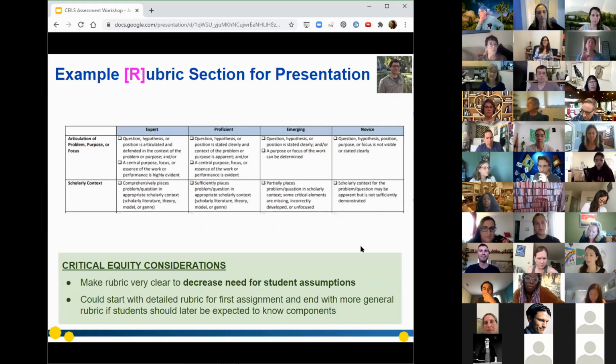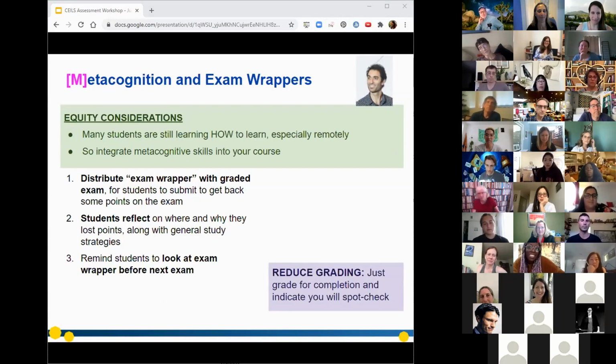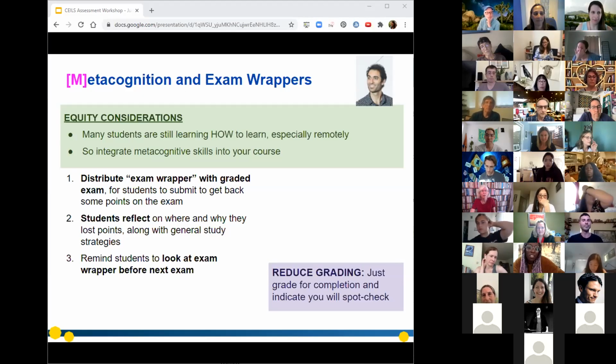Rubrics can be really valuable, and we have a link to more rubric resources in the doc I'm going to share with you. When making the rubric, use it to decrease the need for student assumptions. And if you want the students to be able to figure out what they have to do, start with a detailed rubric and then make it less detailed towards the end of the quarter so that you're scaffolding. What it has the students do is reflect on where and why they lost points. So it forces your students to look at where they lost points, learn about why, and then they look back at what they wrote before their next exam. To reduce grading, you can just grade for completion and indicate you will spot check.